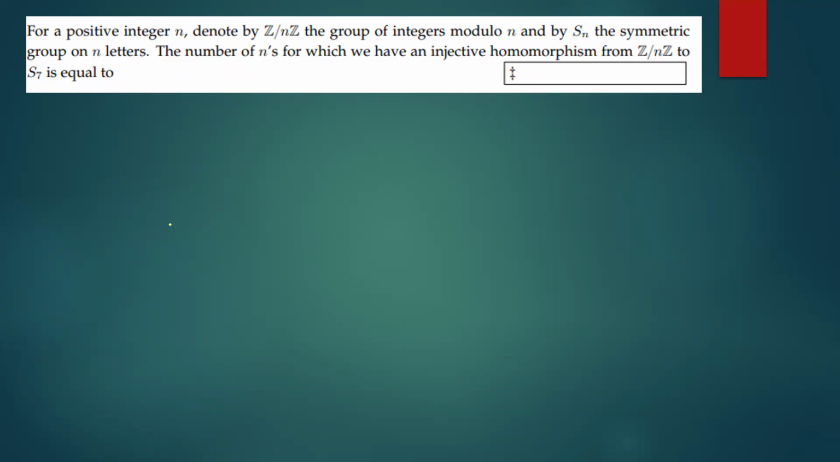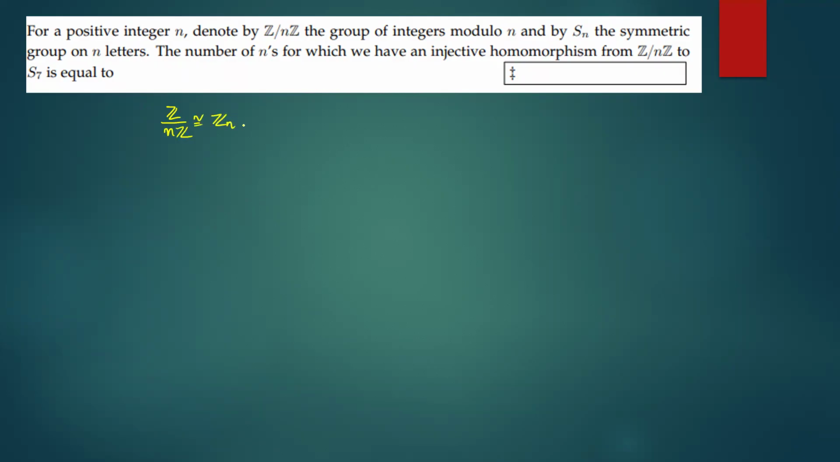Hello everyone. The question we have now is from NBHM 2024. Let us see what the question is trying to ask. The question is: for a positive integer n, let Z modulo nZ be the group of integers modulo n, and by Sn the symmetric group of n letters, the number of n's for which we have an injective homomorphism from Zn to S7. So we are given a group Z modulo nZ which is isomorphic to Zn.